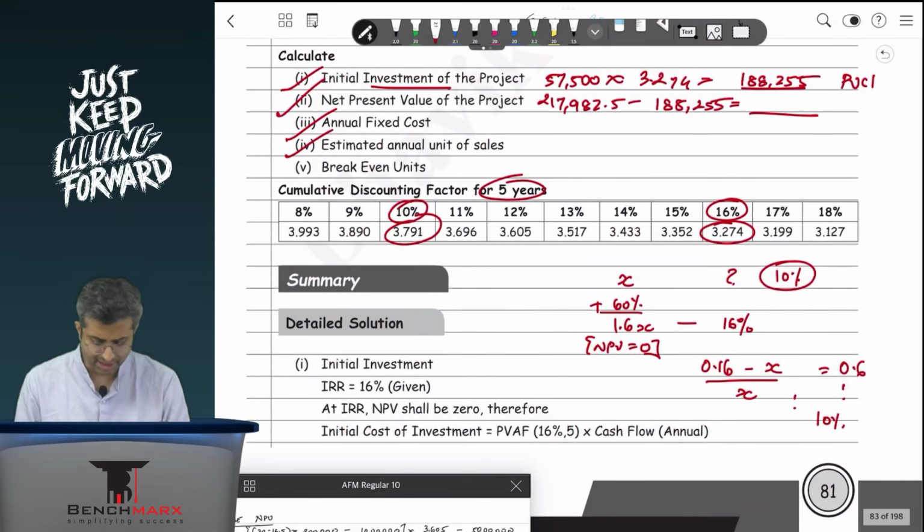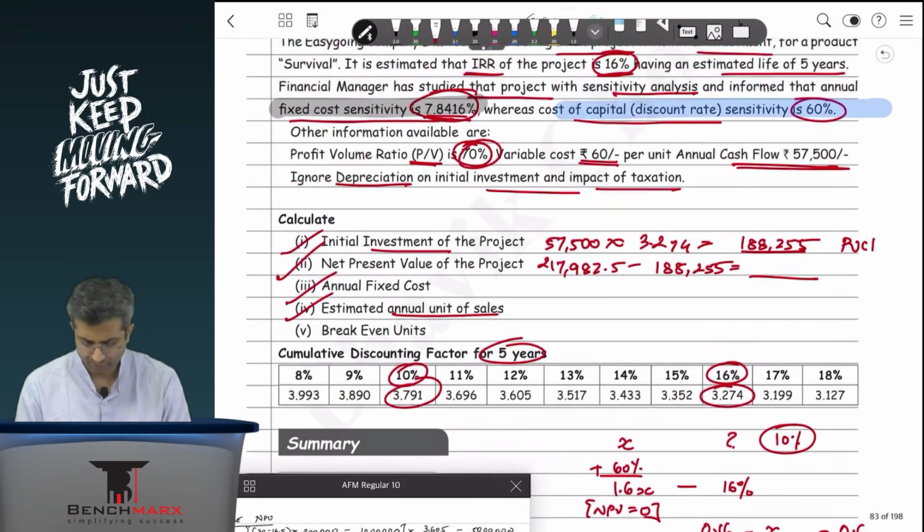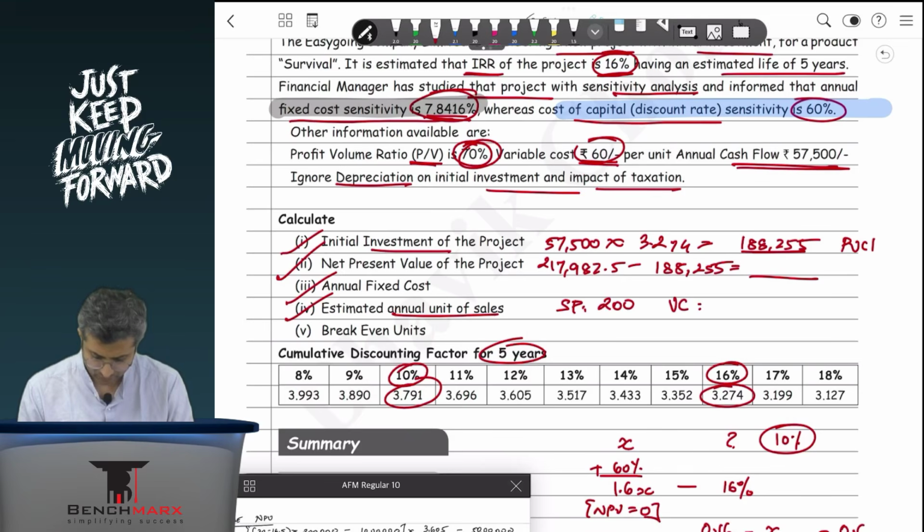Then is the estimated annual unit of sales. For unit of sales there is contribution. Your PV ratio is 70%, which means your variable cost is 30%. So if 30% is equal to 60, then 100 is equal to how much? If you sit and calculate, your selling price will come to, I think, 200. Your variable cost is given to you as 60, which means your contribution will be around 140.